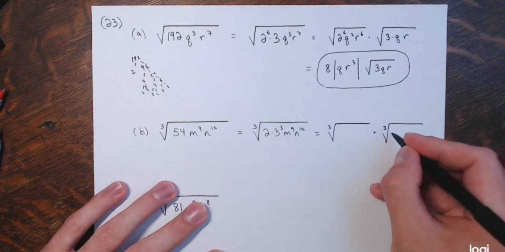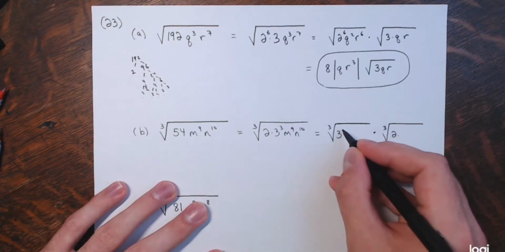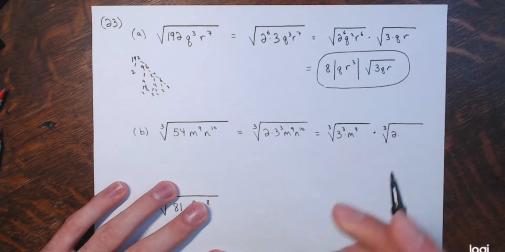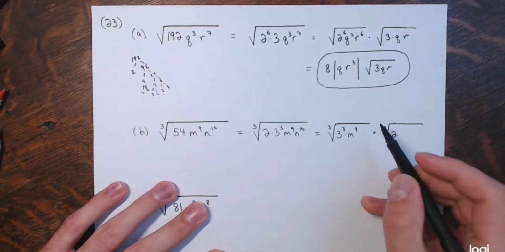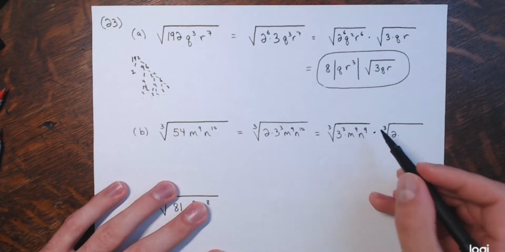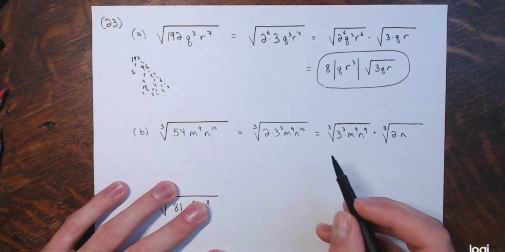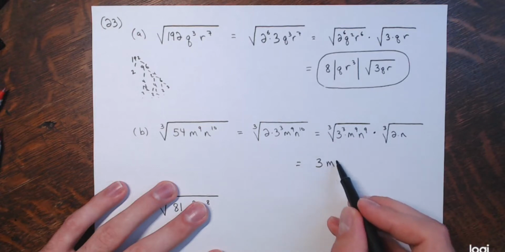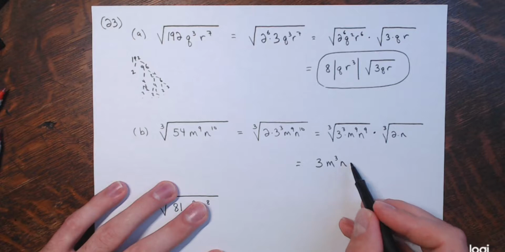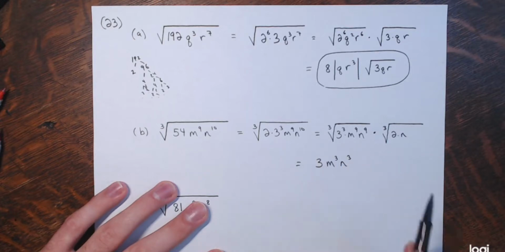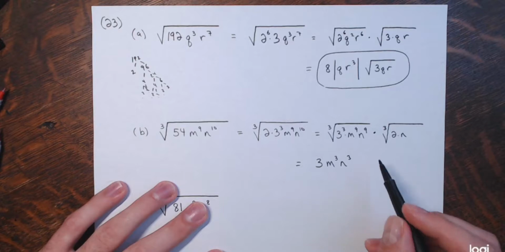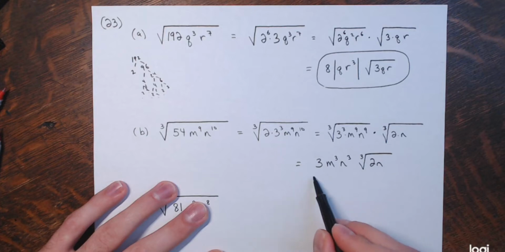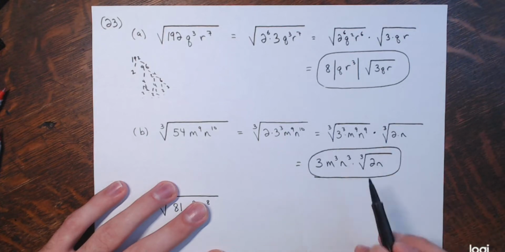2 is not a cube. 3 cubed is, clearly. m to the 9th is a cube, right? That's m to the third. And n to the 10th can be broken up to n to the 9th, a cube, times n to the 1st. Cube root of 3 cubed would be 3. Cube root of m to the 9th would be m cubed. Cube root of n to the 9th would also be n cubed. And it's an odd root, so I don't need to put absolute values. There's no need. Times the cube root of 2n. Wonderful.